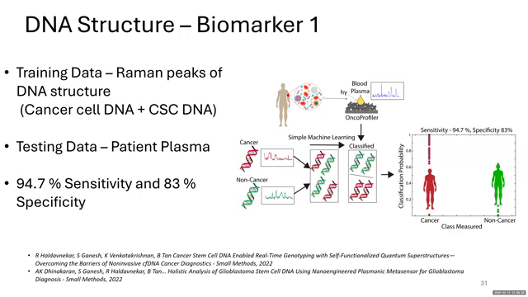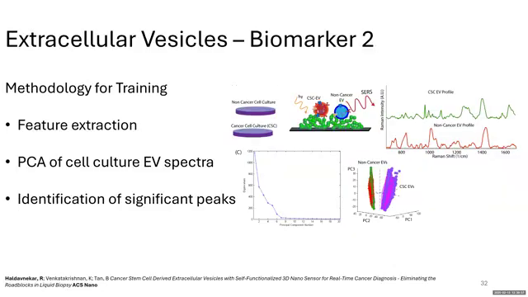Once we have that training data, I simply used patient plasma as my testing method. And we got pretty good sensitivity and specificity for identifying the presence of cancer. But identifying tissue of origin with this method was not very accurate. So I wanted to also incorporate not only DNA, but proteins and lipids as part of this analysis. So what is the best way of doing that?